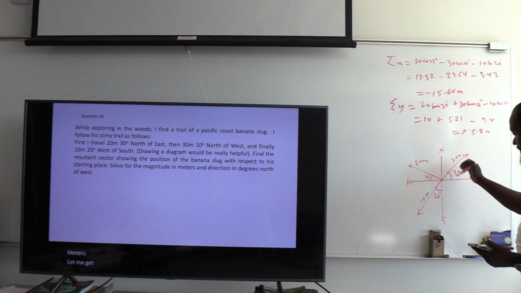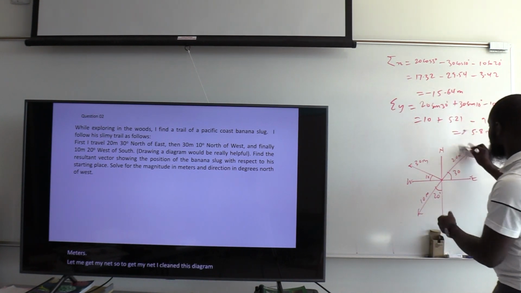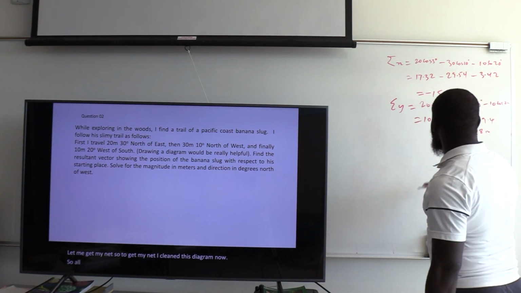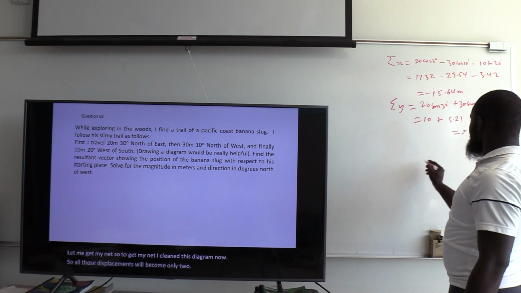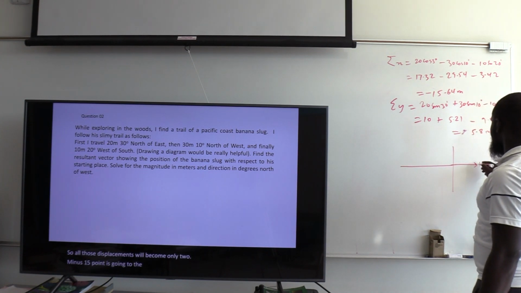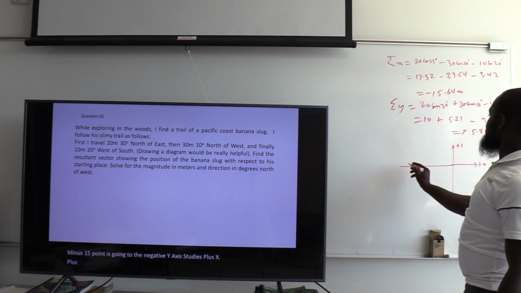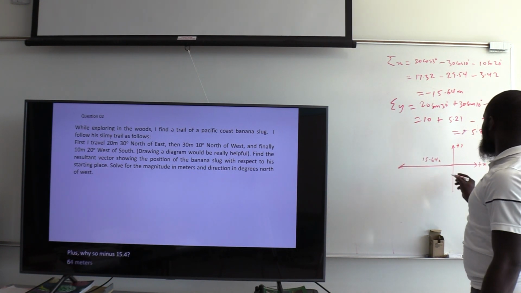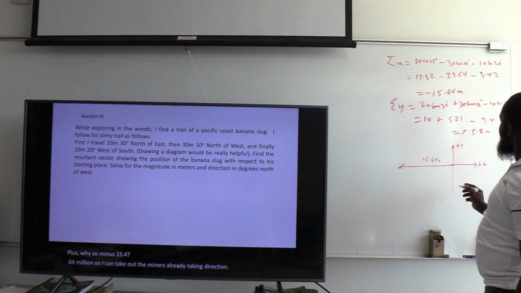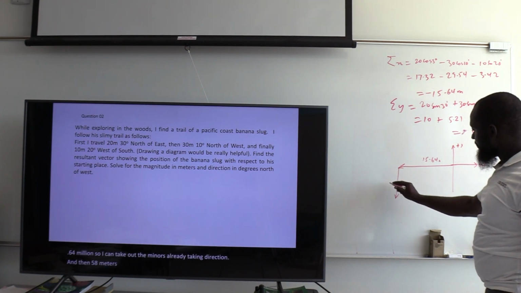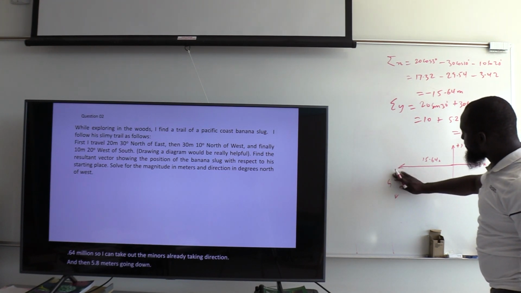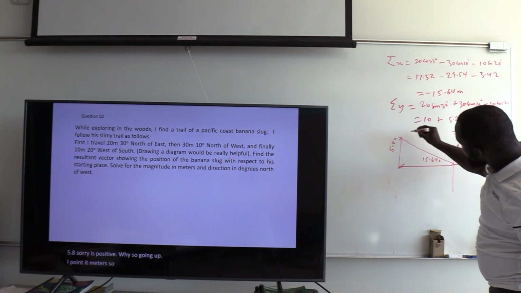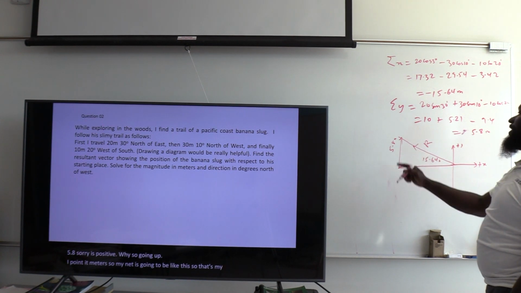So now let me get my net. To get my net, I clean this diagram now. So all those displacements will become only two. Minus 15.64 is going to the negative x-axis, so this is minus x, plus y. So minus 15.64 meters. I can take out the minus, I've already taken the direction. And then 5.8 meters going down. No, sorry, it's positive y. So going up, 5.8 meters. So my net is going to be like this. That's my r from tail to head.